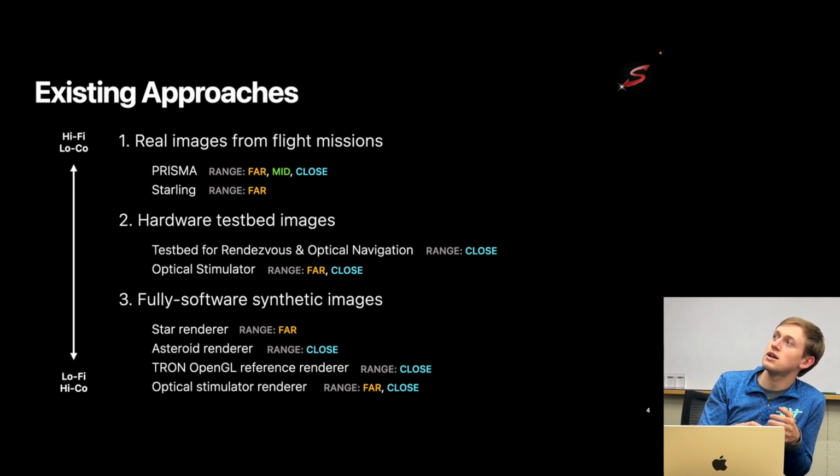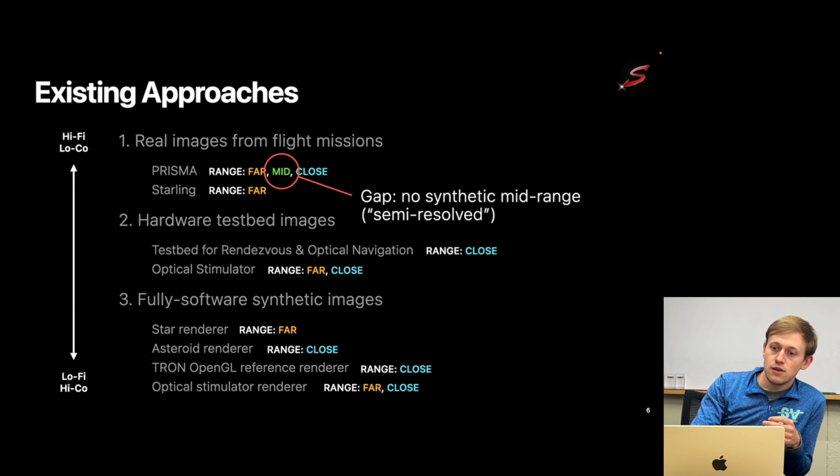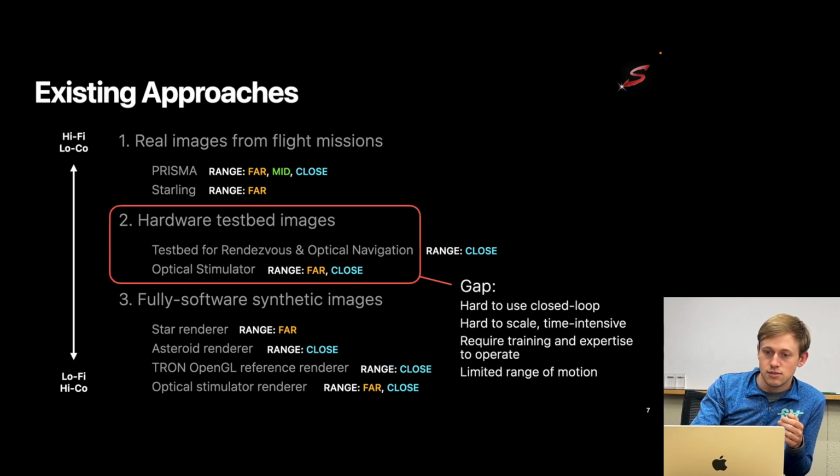The only data set that we really have that addresses that is Prisma, which can give us a sense of this transition from far-range to close-range images.